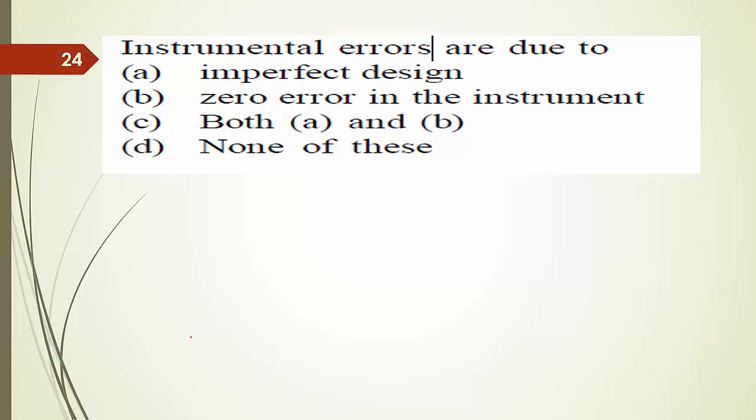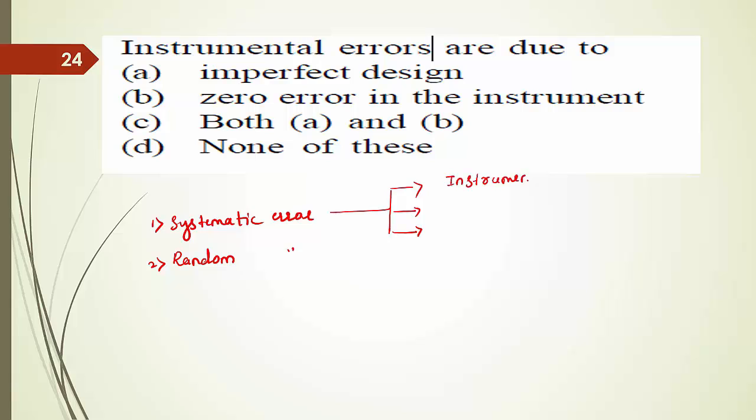Then the 24th question: instrumental errors are due to. We know that there are two types of errors. Can you remember which are the two types? They are systematic error and random error. Then systematic error is divided into three types: the first one is instrumental error, the second one is personal error, and the third one is natural error. Here the question is instrumental errors are due to.